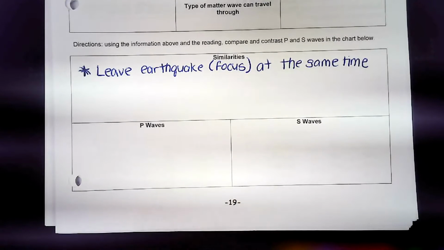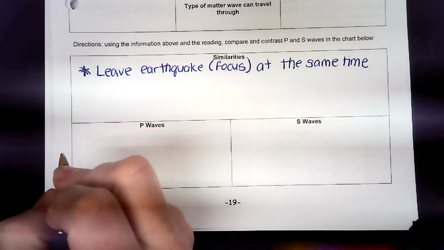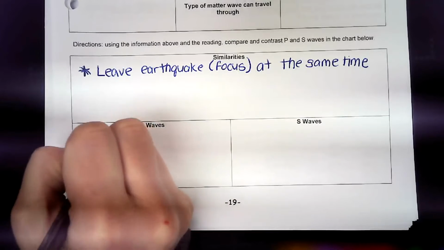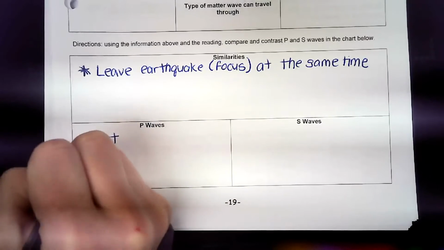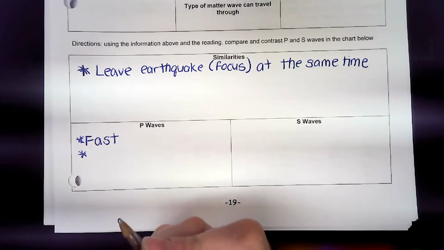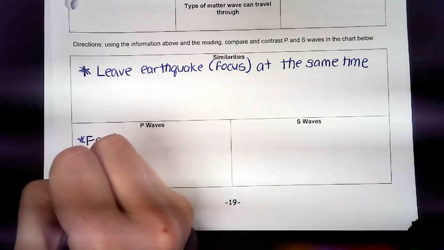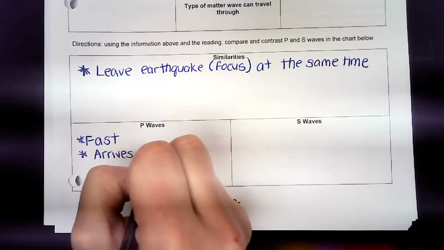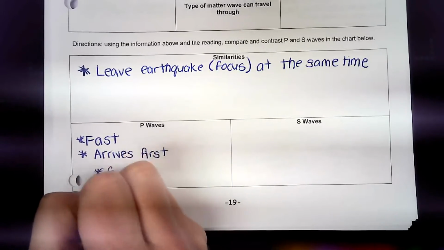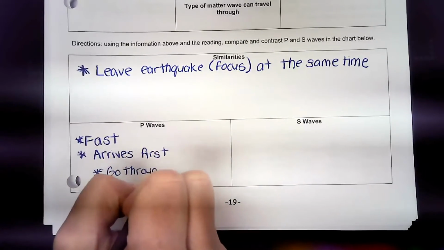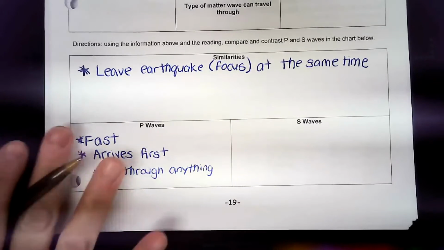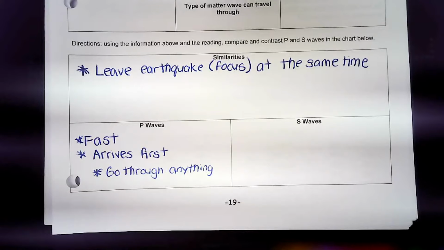So P wave, what was again one of the most important differences about the P wave? Okay, so first of all, they're fast, just like a car versus a school bus. And because they're fast, which one's going to get here first? The P wave, so it arrives first. And as you said, it can go through anything. And that leads me to something that I think got a little confusing yesterday.